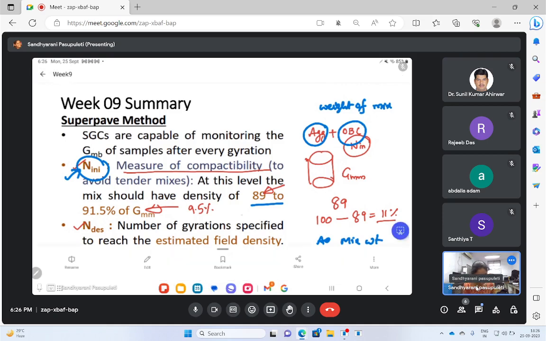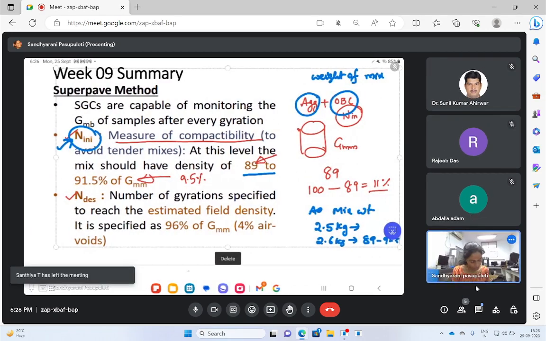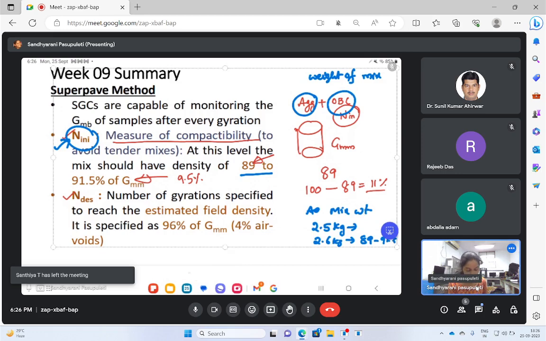Once that is done, the same weight we need to check for N design. So what is this N design for? N initial is to check whether our mix is able to compact properly, or is it compacting too much or not.